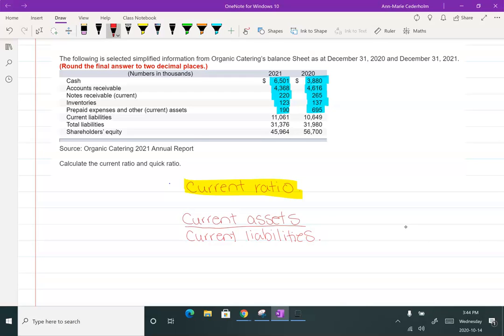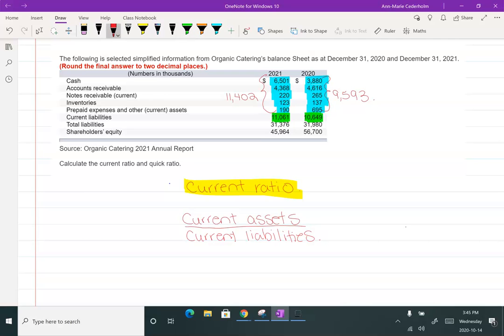If I add them up for 2021, those add up to 11402. And then for 2020, if you add those up, those come out to 9593. Now, in this problem, I only have one current liability, so it looks like they grouped them all together. If not, you would just go through the same process and highlight all of the current liabilities.